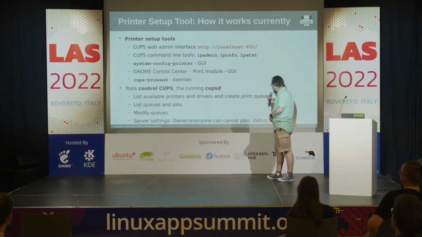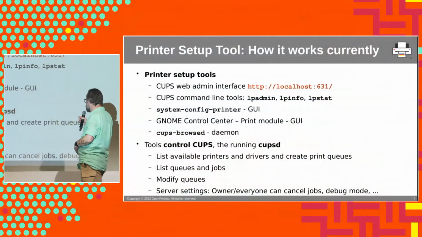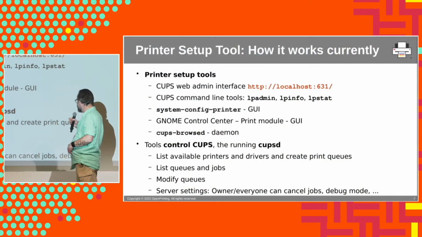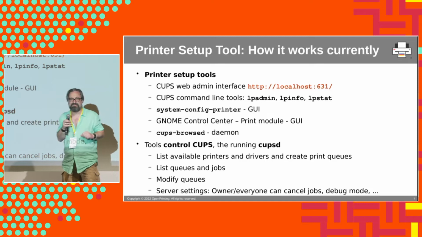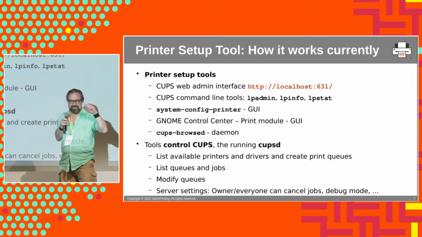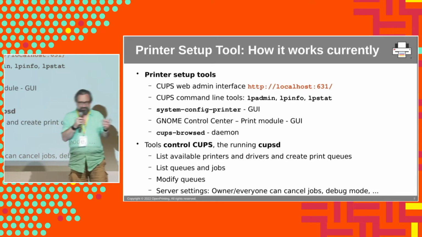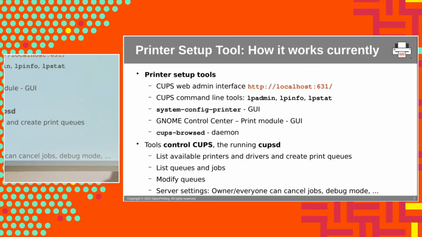These tools control CUPS, the one in cupsd. These old tools list the available queues and the available CUPS queues. And when you want to add a printer via the Add Printer button, it detects the printer make and model, and finds a PPD for it.